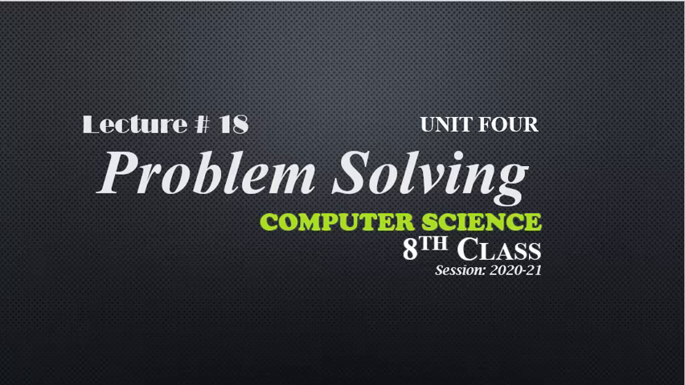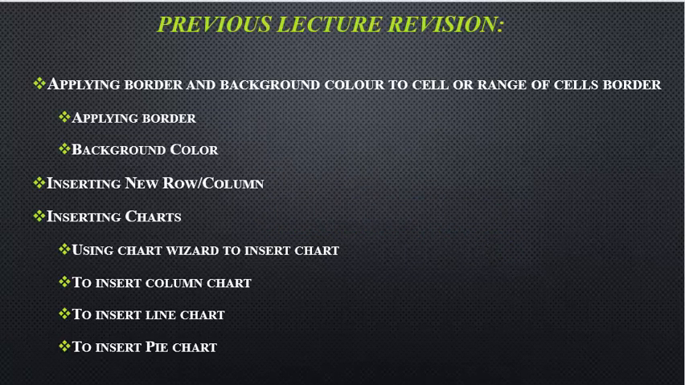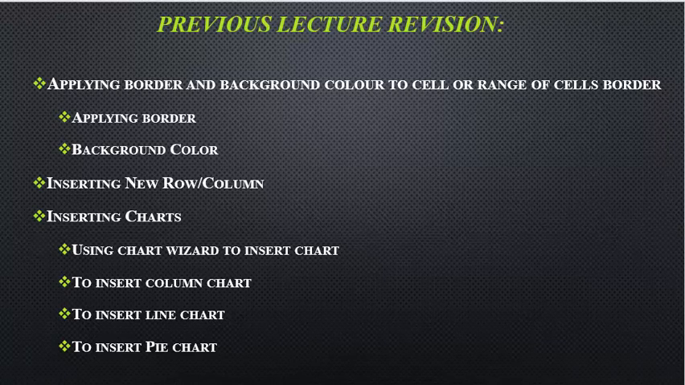In our previous lecture, we completed our unit number 3 by studying different features of Excel, like applying borders and background color to a cell or range of cells, inserting new rows and columns, and inserting charts, in which we studied using the chart wizard to insert a column chart, a line chart, and a pie chart. I also gave you some activities to perform.